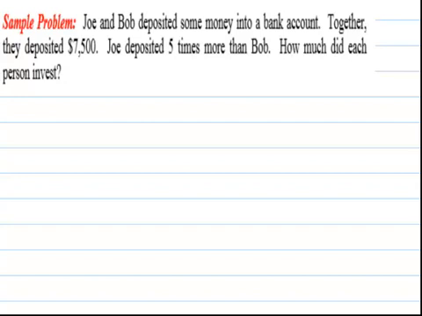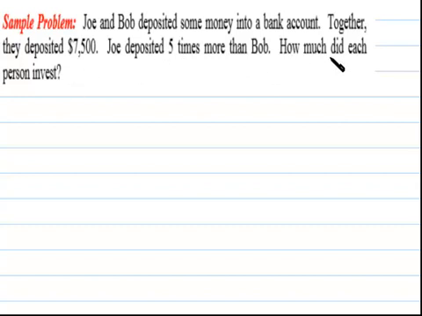It says Joe and Bob deposited some money into a bank account. Together they deposited $7,500. But Joe deposited 5 times more than Bob. How much did each person invest or deposit? So as long as you understand this problem, these two guys put money into an account. Together they put $7,500. You see that right there. Joe deposited 5 times more than Bob.